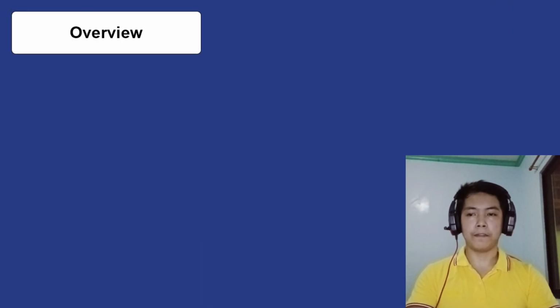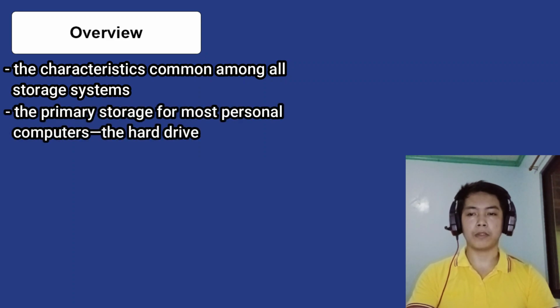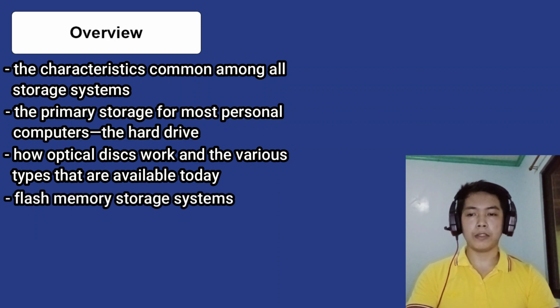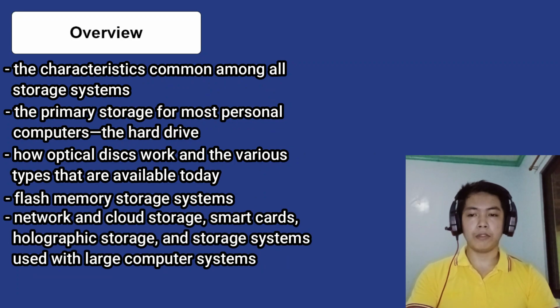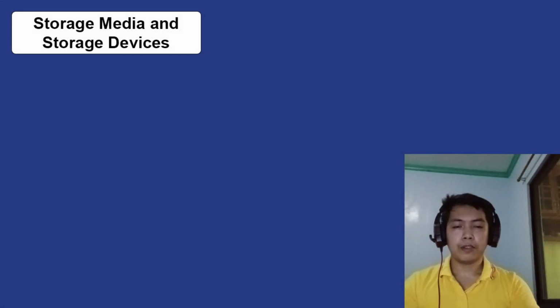Our overview of this chapter covers the characteristics common among all the storage systems, the primary storage for most personal computers, the hard drive, how optical disks work and the various types that are available today, flash memory storage systems, network and cloud storage, smart cards, holographic storage, and storage systems used with large computer systems, and storage alternatives for a typical personal computer. So let us start.